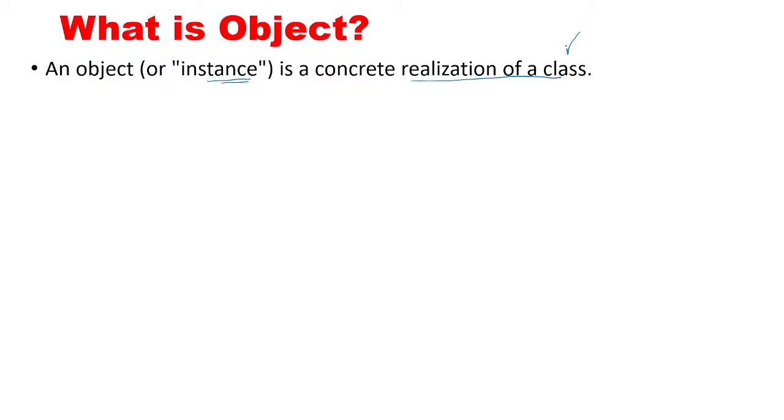Class is only a specification. Okay, so its concrete implementation is called an object. Okay, so concrete implementation means when it gets memory. When something is present in memory, we call it a concrete object. Okay, so this object will have memory occupied.